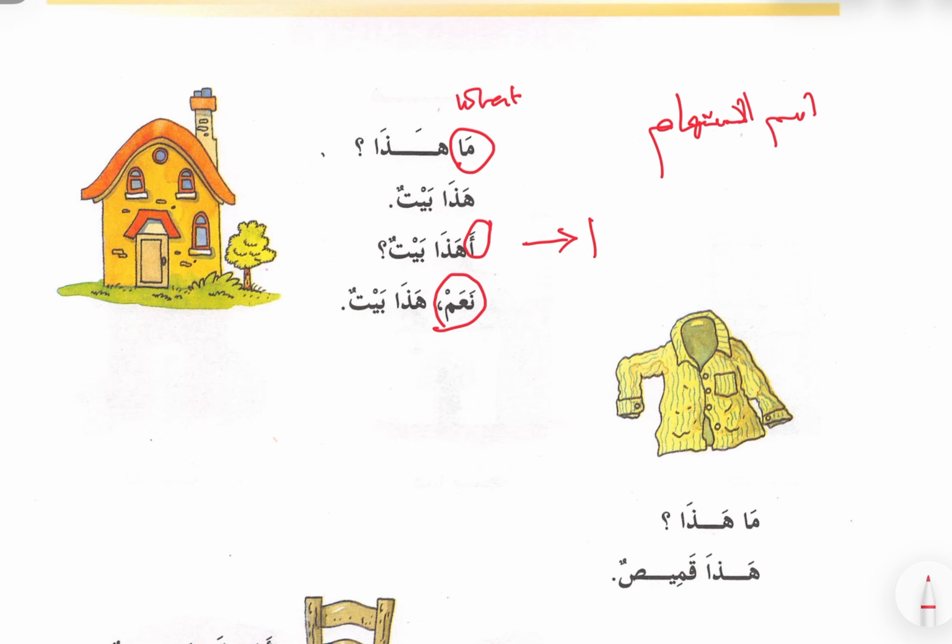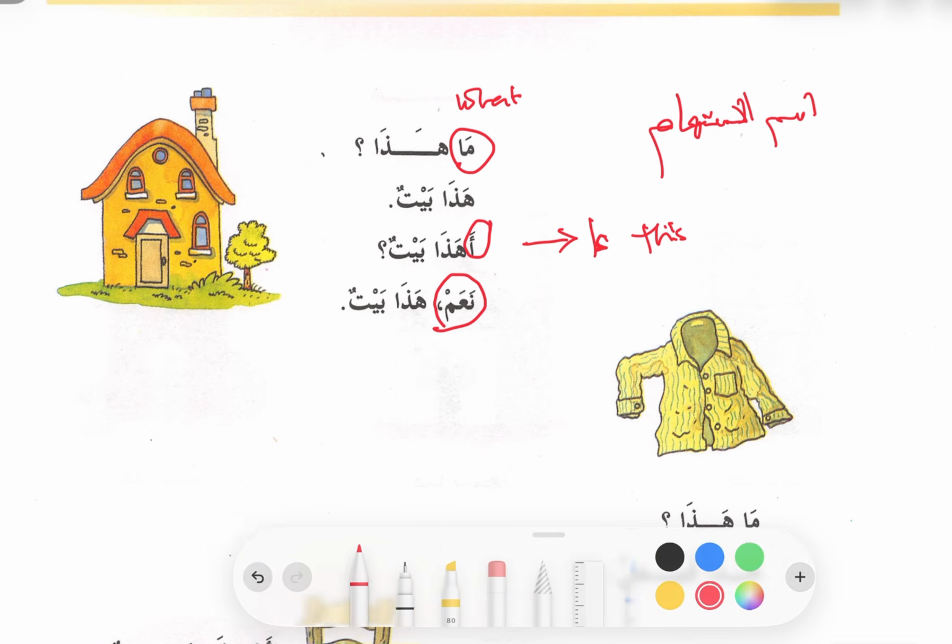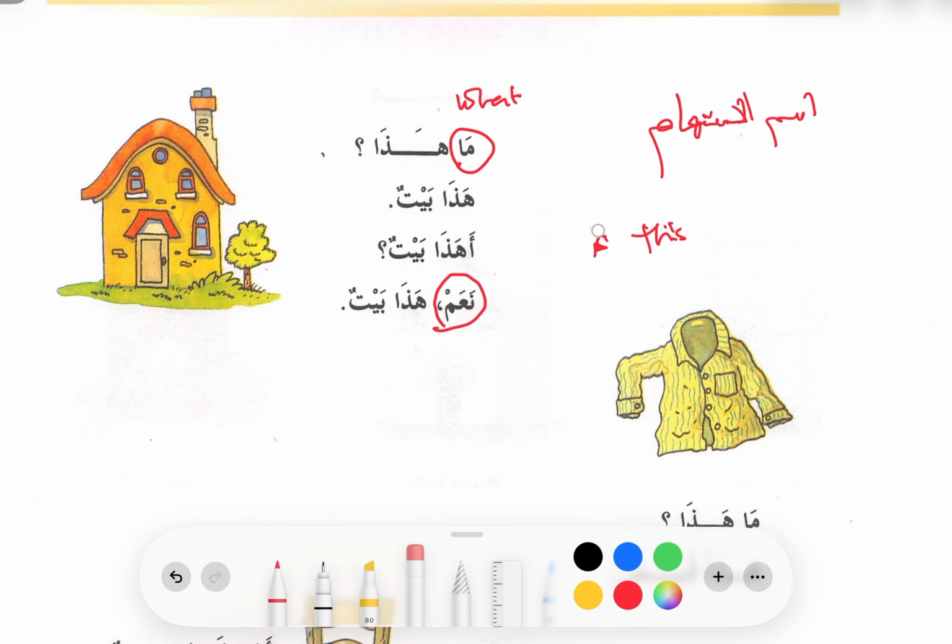When you use hada baitun, the hamza here means is this. Is this a house? Hamza has a chair, and the chair of hamza here is alif, so the hamza has a consonant. Hada baitun means this is a house. How do you change this sentence into a question? You simply add hamza: ahada baitun, and it becomes a question.